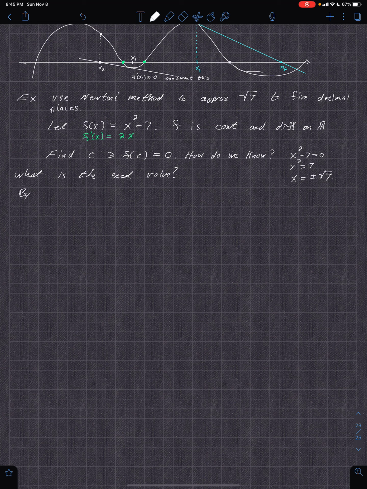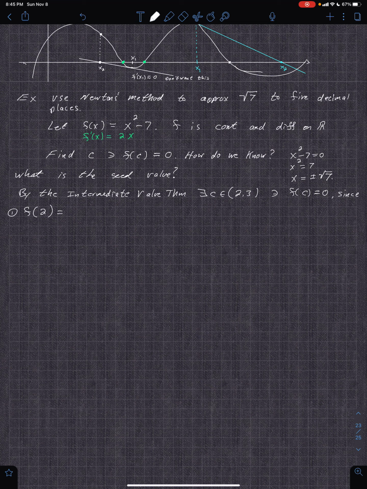So by the intermediate value theorem, which I do want you to look up, there exists a c in the open interval from 2 to 3 such that f of c is equal to 0. Since if you do f of 2, and this is really what you would do first, actually. This is your first step.